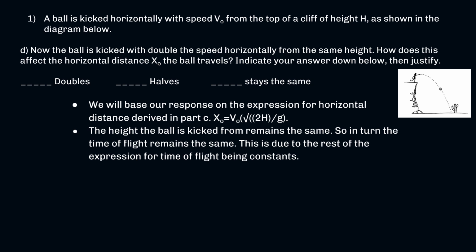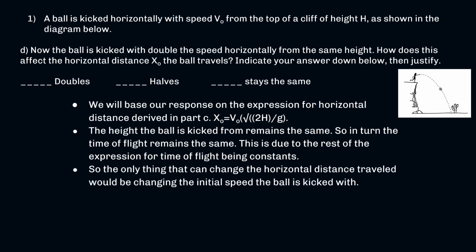So now we can talk about what actually is going to change. What actually is changing is my initial velocity. So I can talk about how my initial velocity is going to double. My horizontal distance traveled would now change just by changing the initial speed the ball is kicked with. Again, since my height doesn't change, my time doesn't change. So that's the thing that doesn't change. That's what I'll explain first. Then I'm going to explain what does change, which is my initial speed.